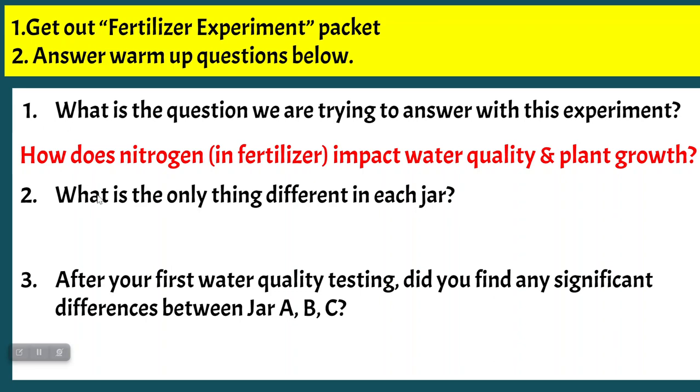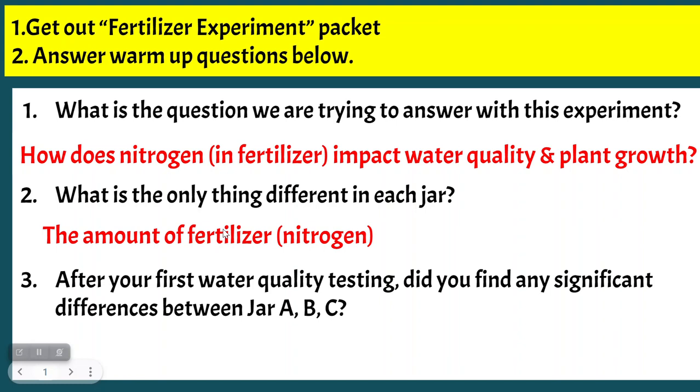All right, so the only thing that was different in each jar, A versus B versus C, was the amount of fertilizer that we put in. And I asked groups to let me know what kind of differences they saw between jar A, B, and C from the very first day of testing. And even though that was early on in the experiment and the jars hadn't been sitting for very long with their Elodea, a lot of people said that jar C already had lower dissolved oxygen levels.